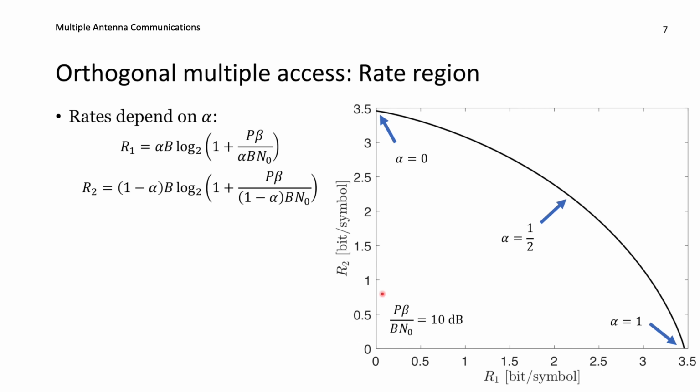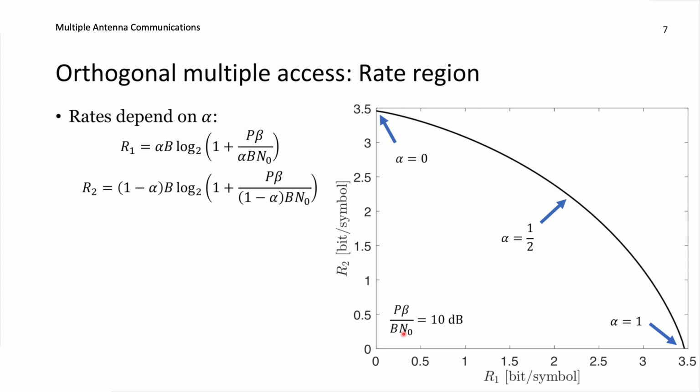If we select alpha equal to 0, then we give no bandwidth to user 1 and all the bandwidth to user 2. In that case, it gets its maximum rate. It's up here. If we instead select alpha equal to 1, we give all the bandwidth to user 1 and no bandwidth to user 2. Then we are down at this point here, where we have the maximum value for user 1, but no value at all for user 2.